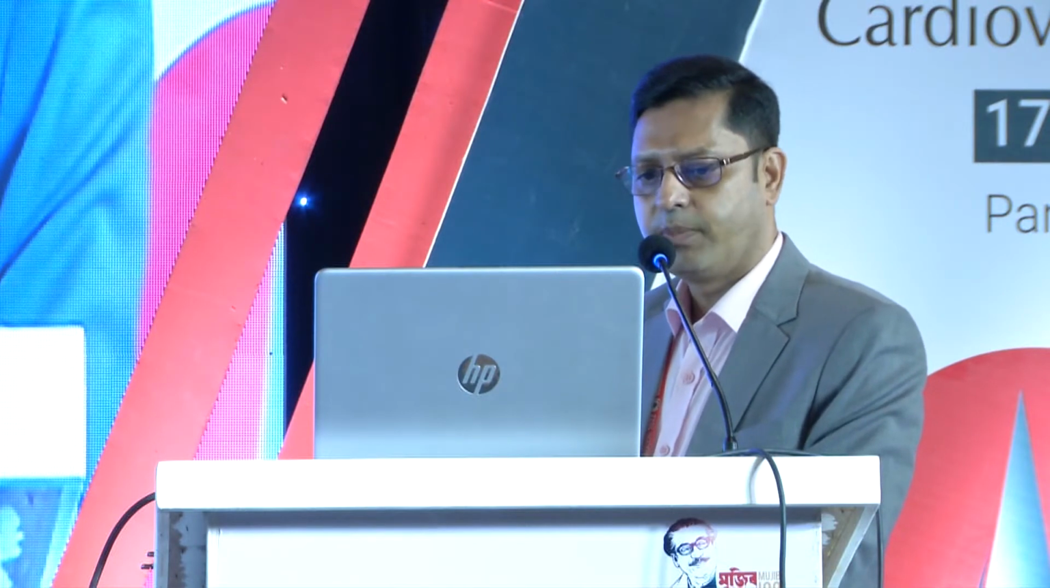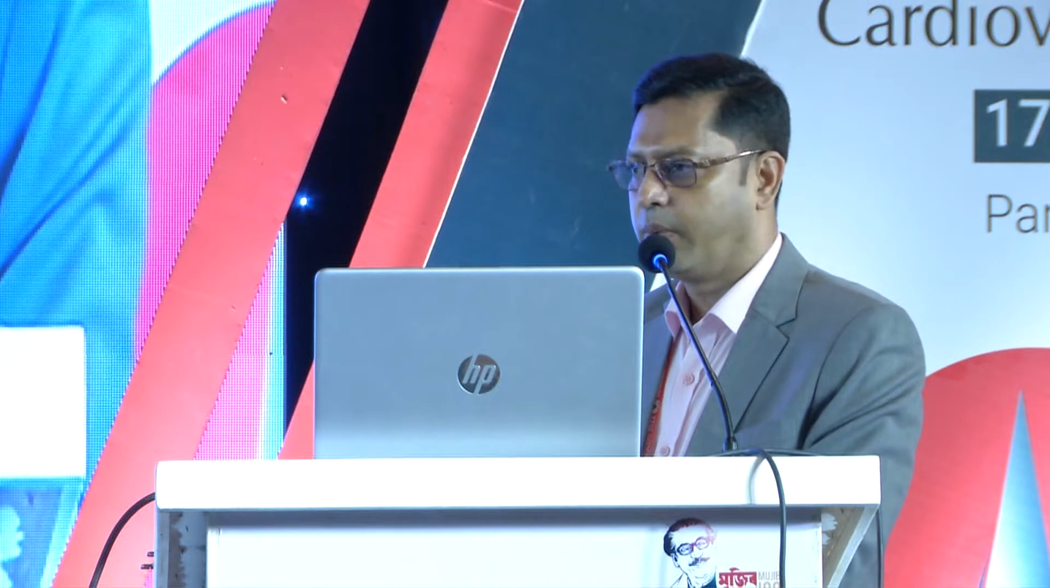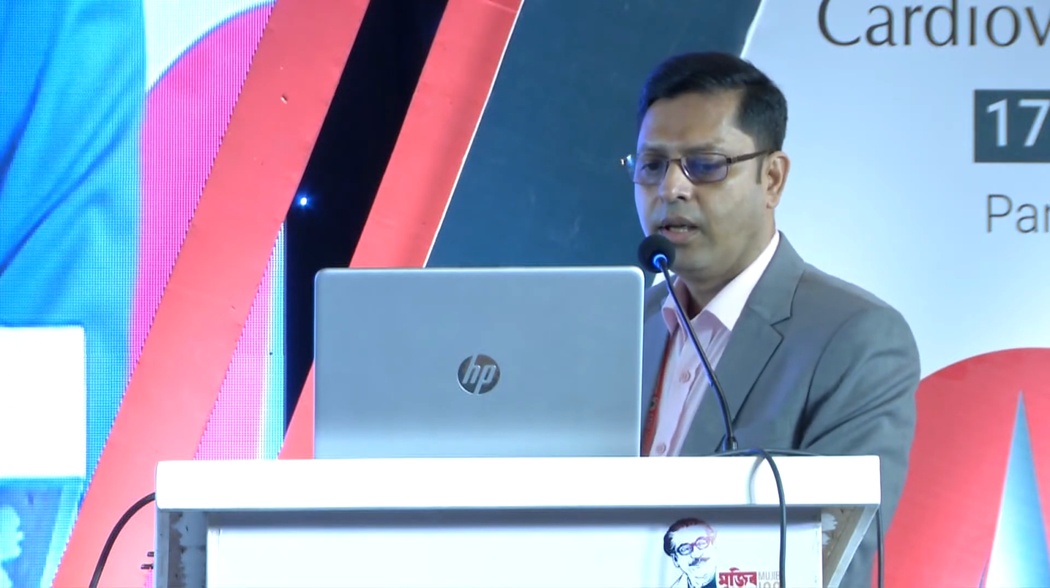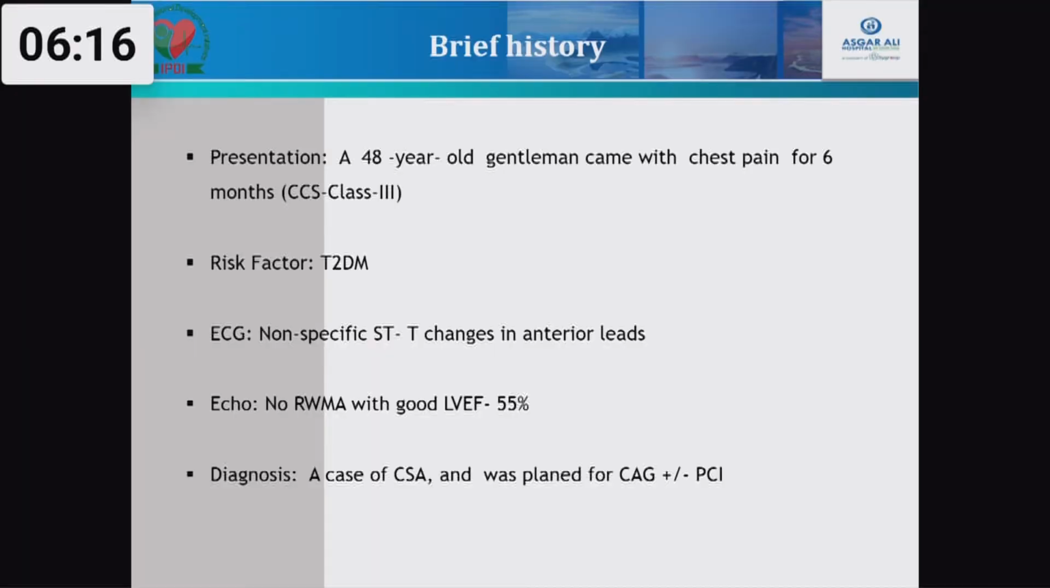A 48-year-old gentleman came with chest pain for 6 months. Risk factor was type 2 diabetes mellitus. ECG showed non-specific changes in anterolateral leads. Echo showed no regional wall motion abnormality, with good LV ejection fraction. He was diagnosed as a case of chronic stable angina, and we planned for CAG plus minus PCI.